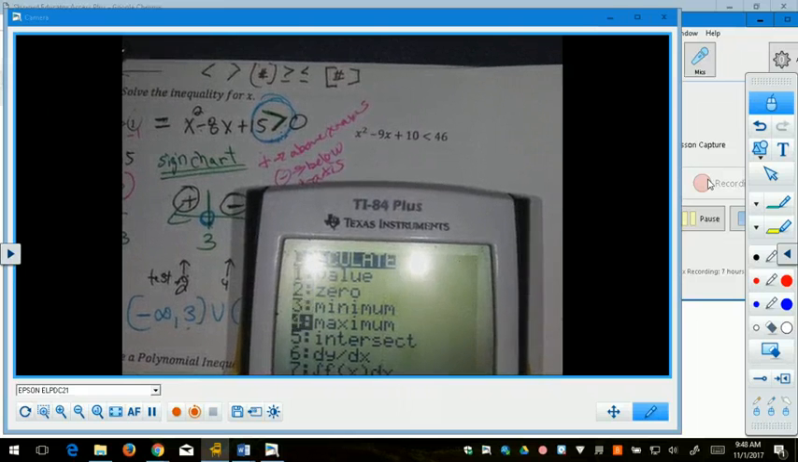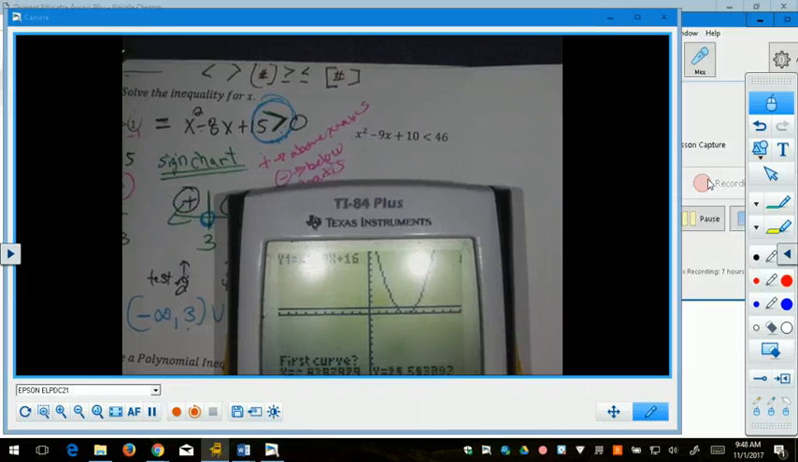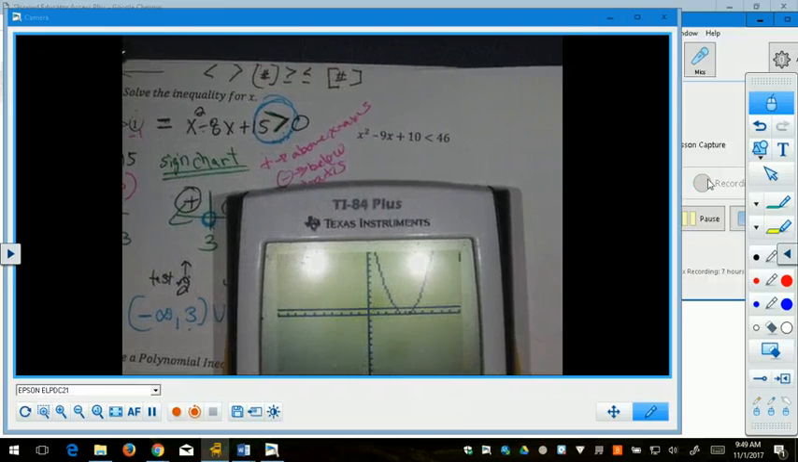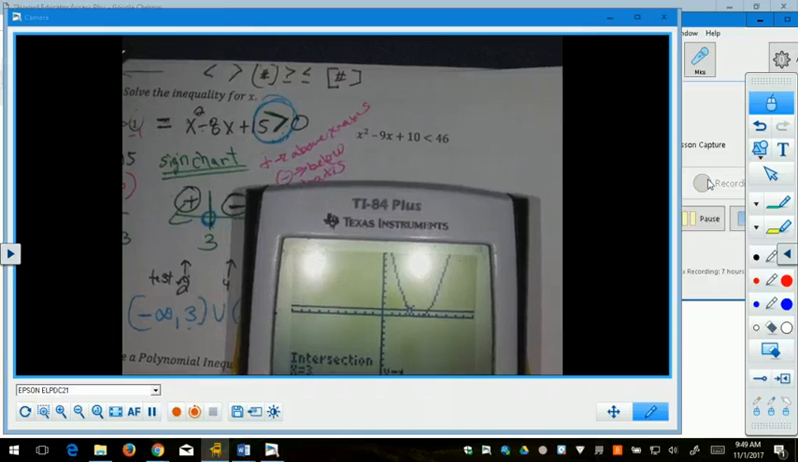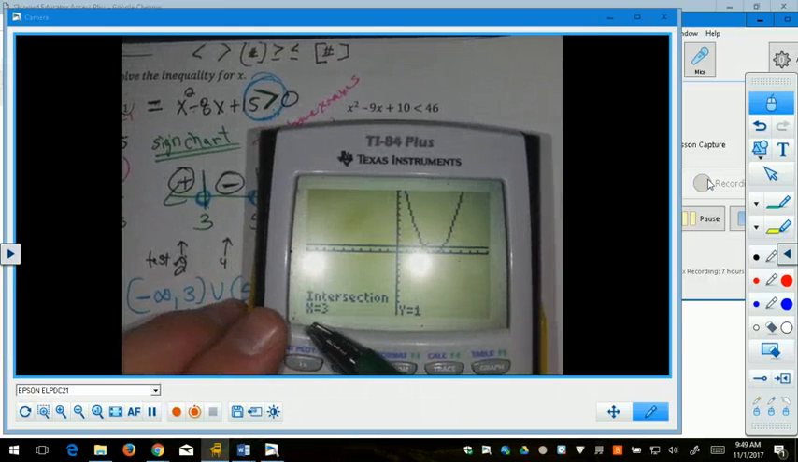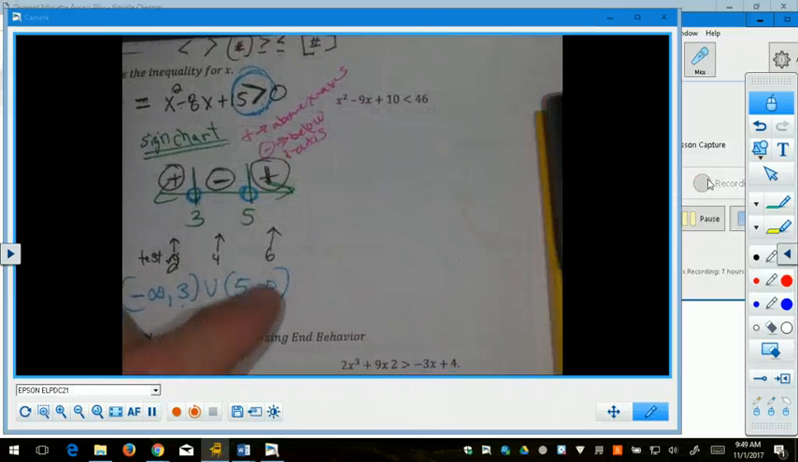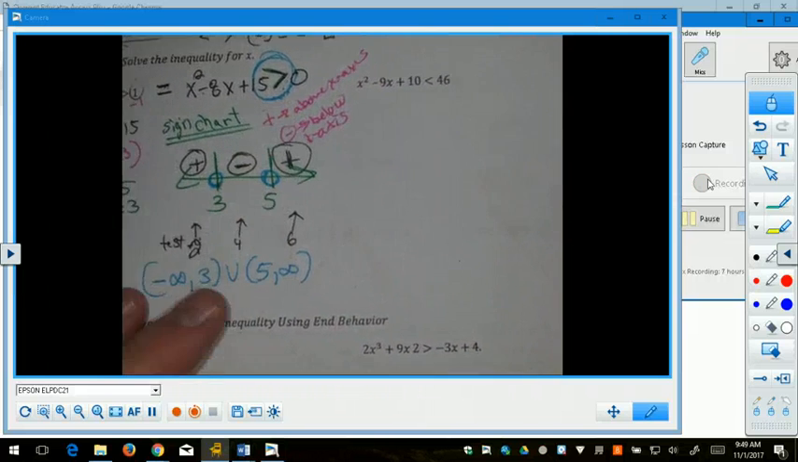So let me show you that. The intersection of curve 1, where's curve 1? Oh, there's curve 1, and curve 2 gives me one of them there at 3, 1. So again, it's still the domain: 3, everything to the left of 3, everything to the right of 5. So we're just going to set it equal to 0 and work off of that, though.